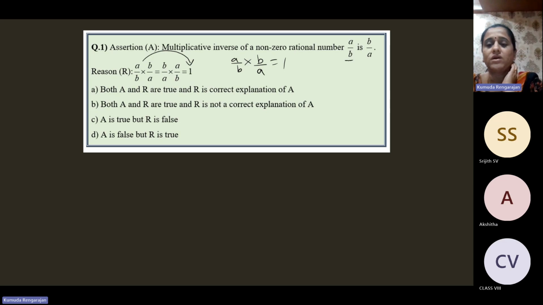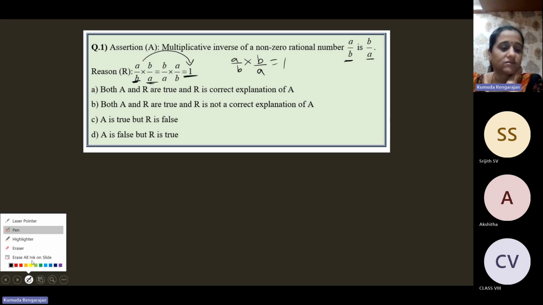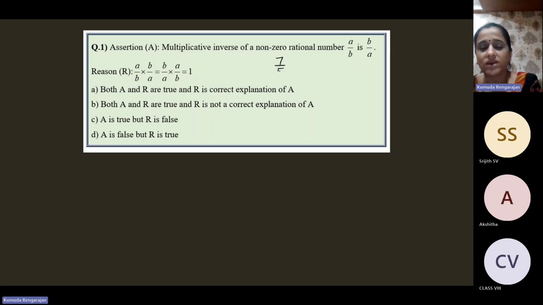See here, A by B. What is A by B here? Rational number. What is B by A? Multiplicative inverse. The same as here: rational number, multiplicative inverse. So both are not related, ma'am. No, they are related. The product of a rational number and its multiplicative inverse is 1. It's just put together. See here. If you take 7 by 5 as a rational number, what is its multiplicative inverse? 5 by 7. Right? Yes, ma'am. What's the product? 1.